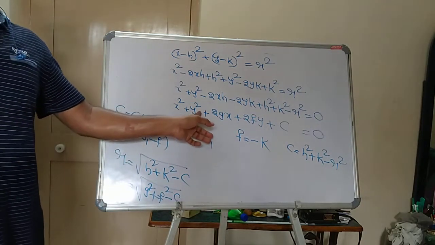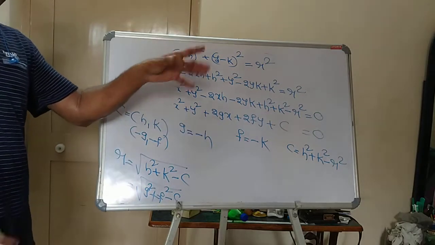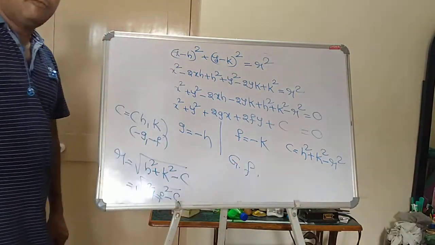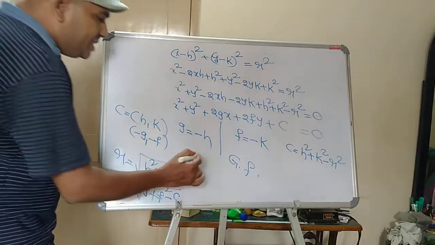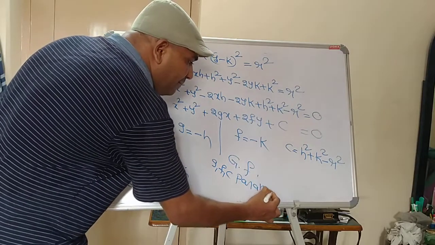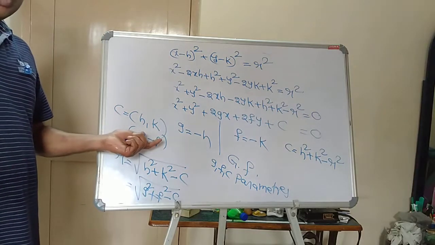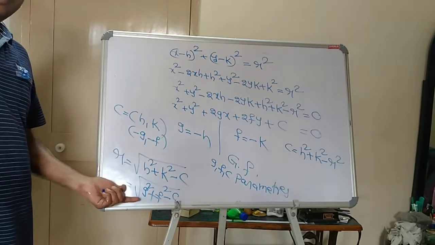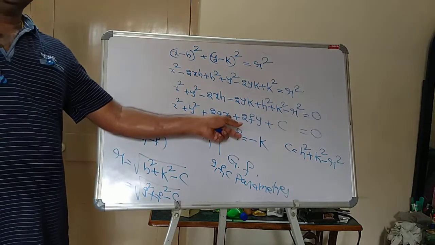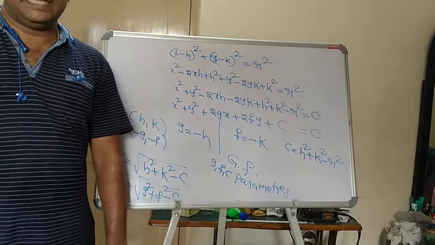So x square plus y square plus 2gx plus 2fy plus c equal to 0 is called the general form of a circle, where g comma f comma c are parameters. Center equal to minus g comma minus f, radius equal to root of g square plus f square minus c. This is called the general form of a circle.